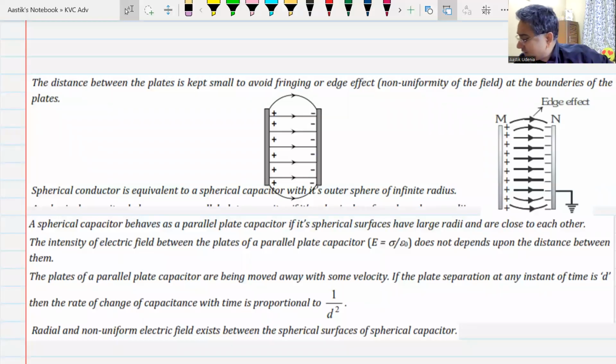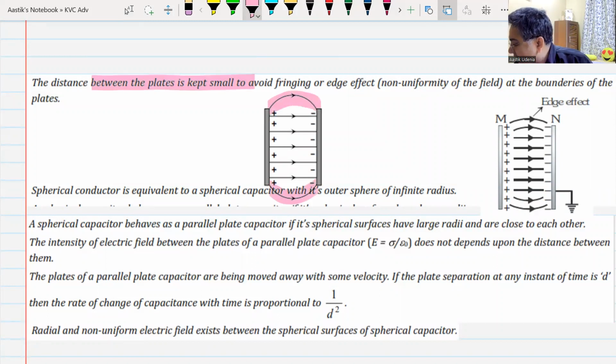Well, the next point is the distance between the plates of the capacitor is kept small. You can see the electric field lines on the edge. They are curved because they are not constant. To avoid this non-uniformity of electric field lines, the distance is kept very small.